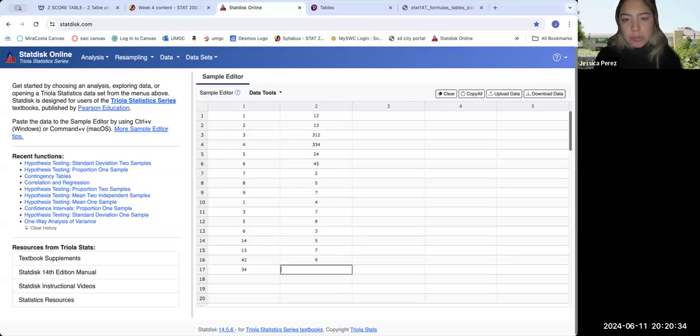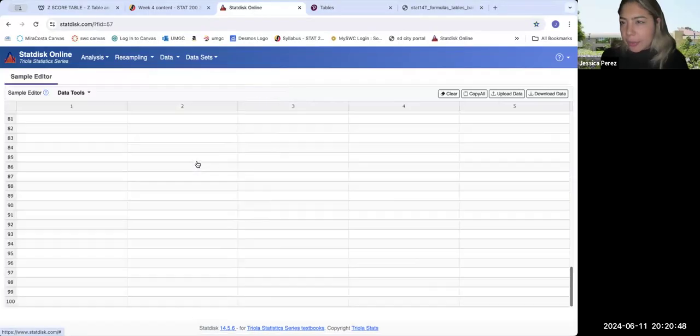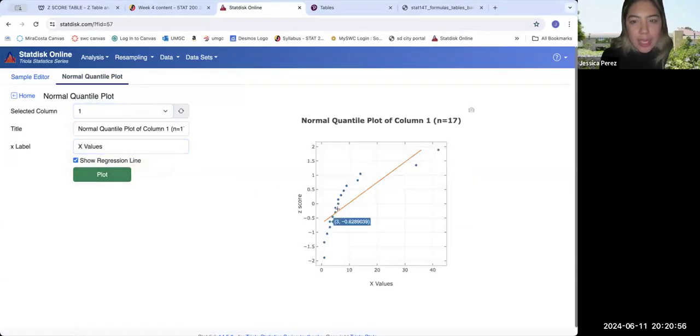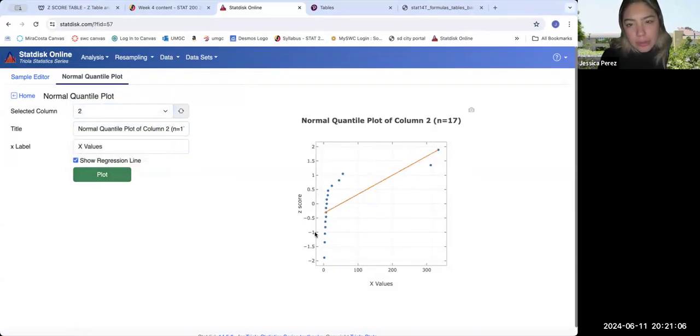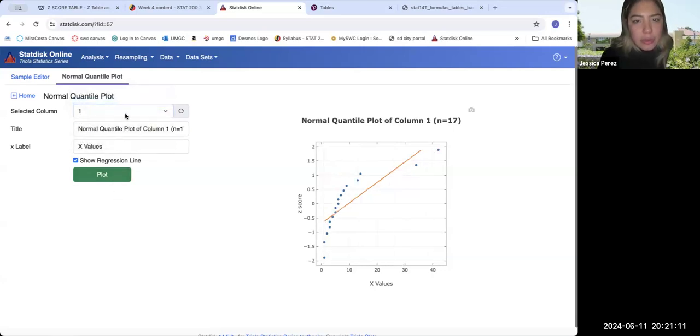I'm just punching in some numbers, and then I'm going to tell it my value. So under Data, do you see there's this Normal Quantile Plot? Then you select column 1. It's going to ask for the X values. So this is my quantile plot for my first column. If I want to do my second column, there it is. So you can put in the values for the X and for the Y.